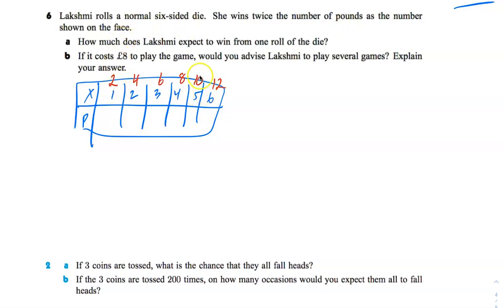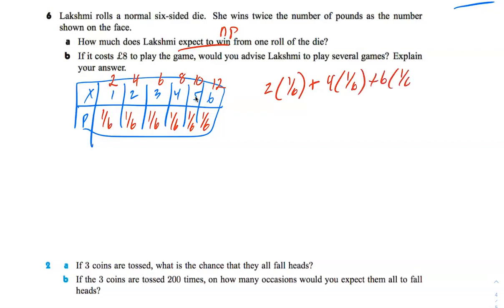Odds of getting these guys? Well, they're all the same. You're just rolling dice. So 1 out of 6, 1 out of 6, 1 out of 6, 1 out of 6. And then with respect to win, that's just the expected value. N times P. So we're going to multiply all these together and add them up. So I'm going to get 2 times 1 over 6, plus 4 times 1 over 6, plus 6 times 1 over 6, plus 8 times 1 over 6, plus 10 times 1 over 6, plus 12 times 1 over 6, add these all up, and I get 7 pounds.